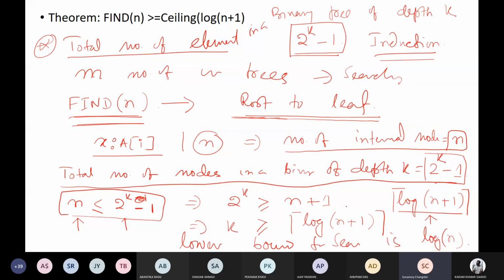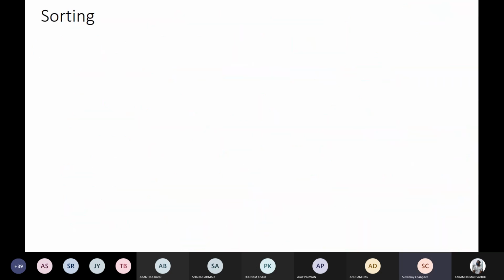So there will not exist any searching algorithm, obviously comparison based searching algorithm, where the time complexity is less than log of n. That's why we require the lower bound theorem, and it is very important. Now let us go for finding the lower bound for sorting.